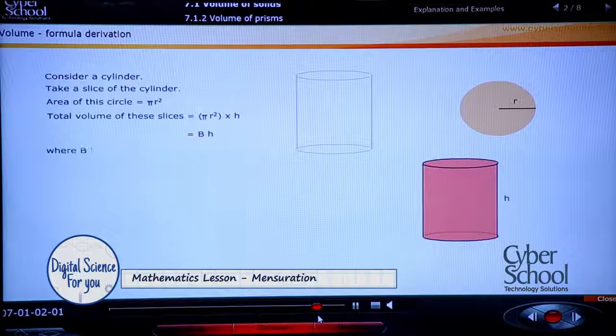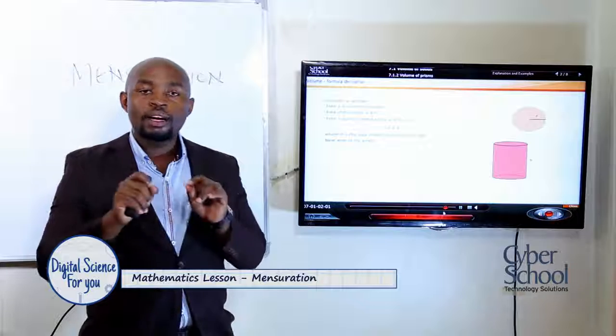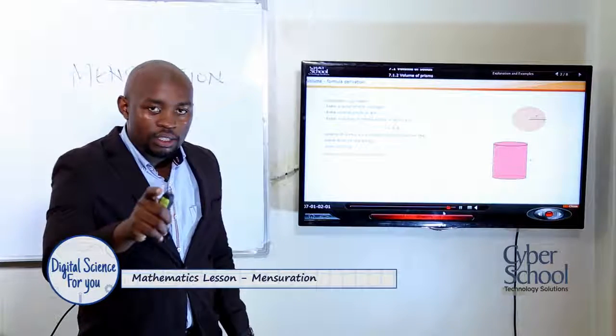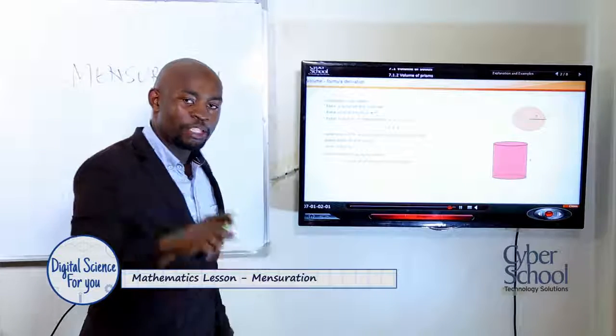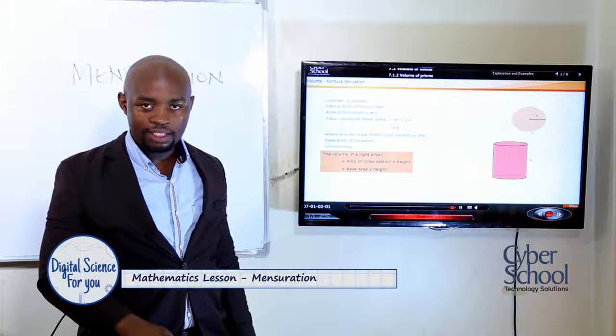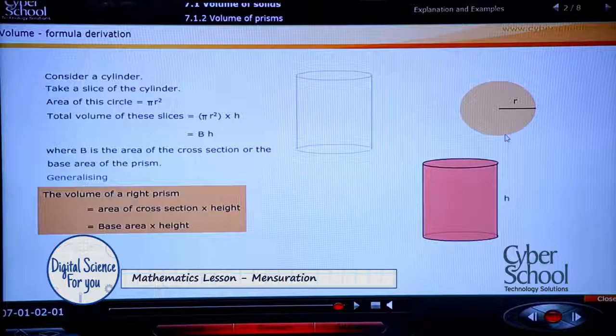So the area of a circle is pi r squared, times the height, you get the volume of a cylinder. The area of the cross section times the height. Please remember that. Area of cross section times height. Yes? Very good. Let's continue to the next one.